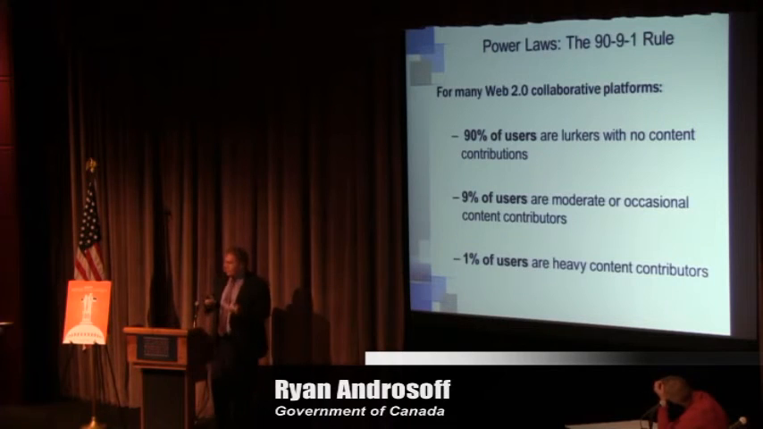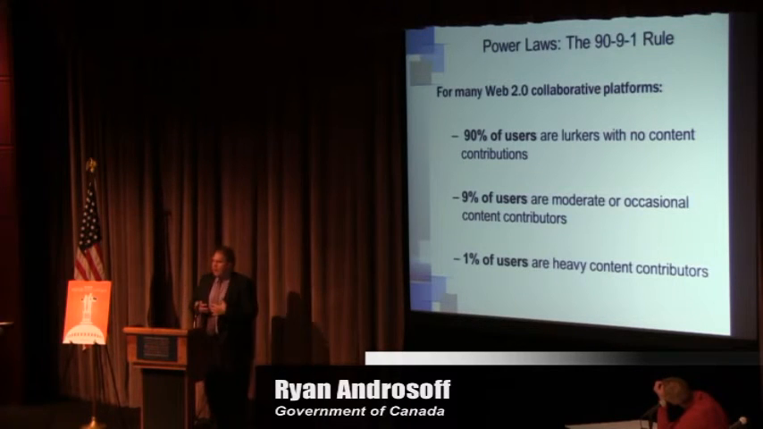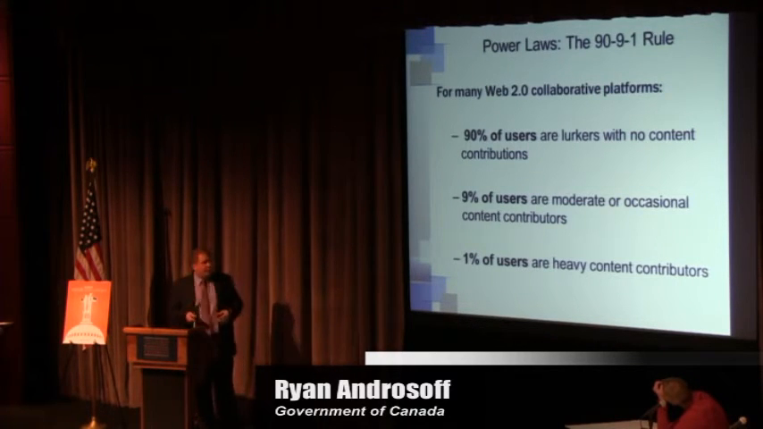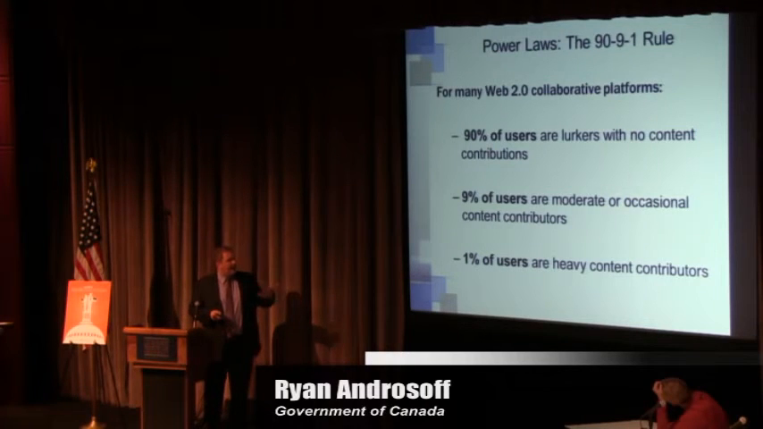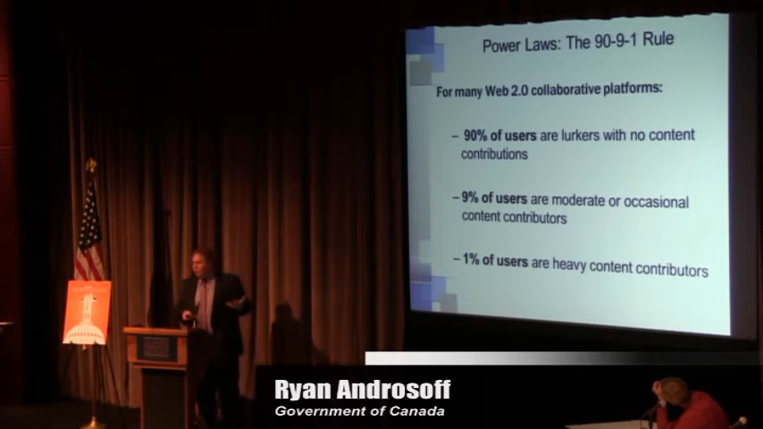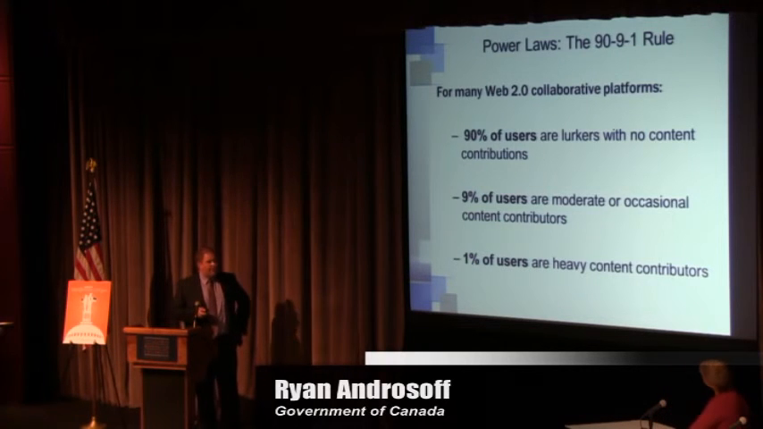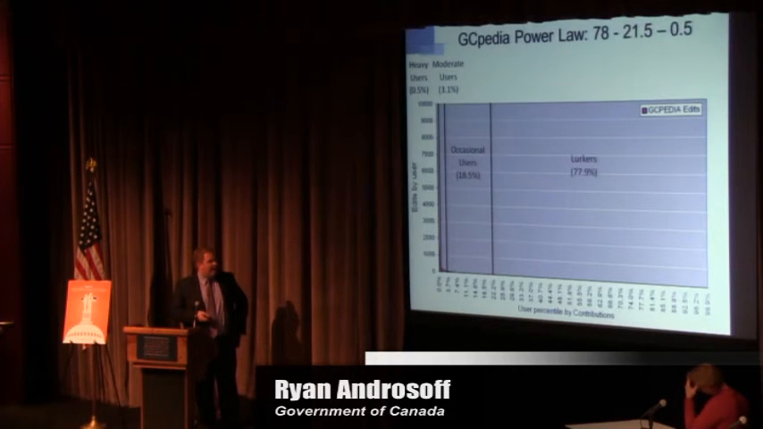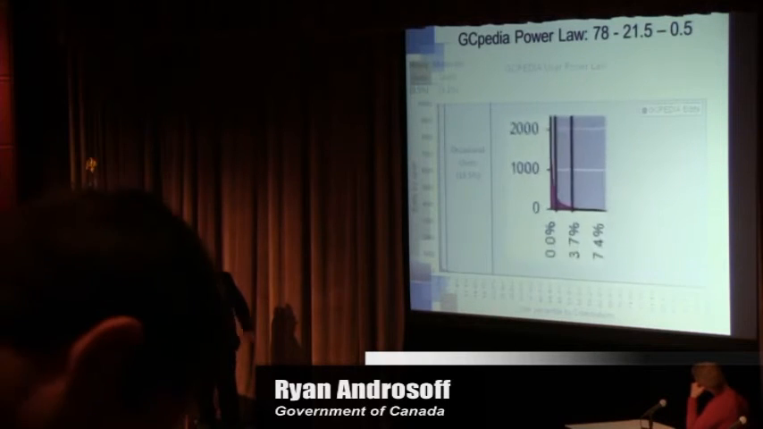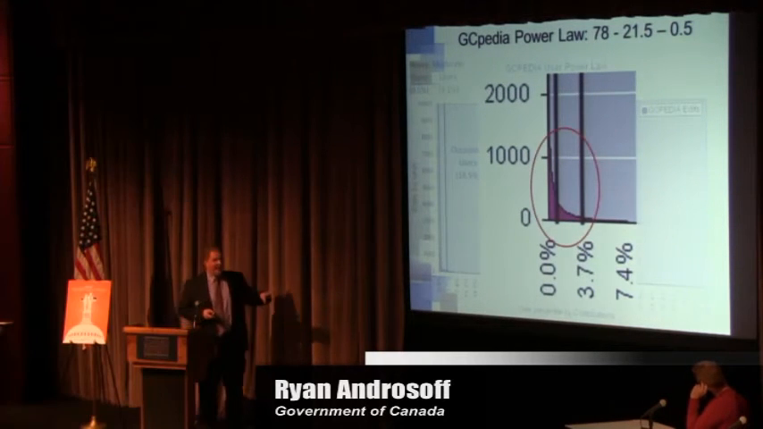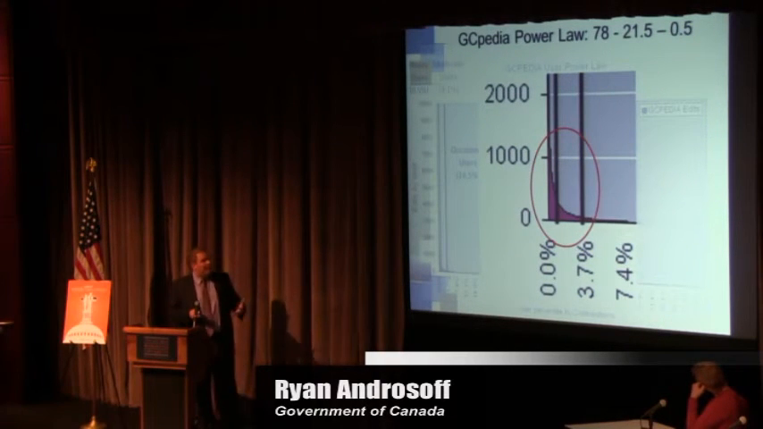Now, we also did a little bit of an analysis a few years ago around how it's being used in terms of the user base. And normally there's the 90-9-1 or 99-1 rule around the power laws of using collaborative technologies. Our friends at Policy Horizons, an internal think tank within the government of Canada, helped us crunch some numbers, and we came up with this power law for GCpedia. And I'll blow up that bottom corner, because that's really where all the action is, because it's a very long tail.